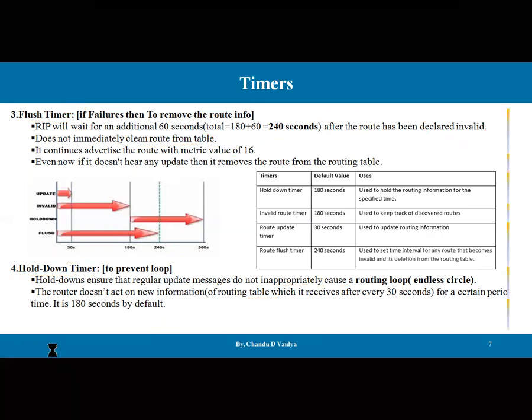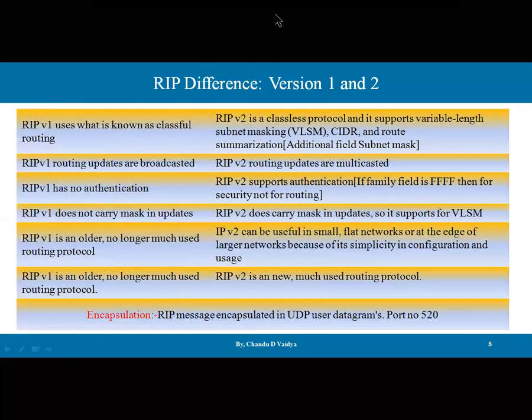Then the next part about RIP is the difference between RIP version 1 and RIP version 2. RIP version 1 is used for classful routing, whereas RIP version 2 is used for classless routing, and it supports VLSM, CIDR and route summarization, because there is an additional subnet mask field available. There is a slash notation available. Let's say we can have a slash value of 20, 22, 23, whatever. On the basis of that, it supports all the VLSM and CIDR notation.